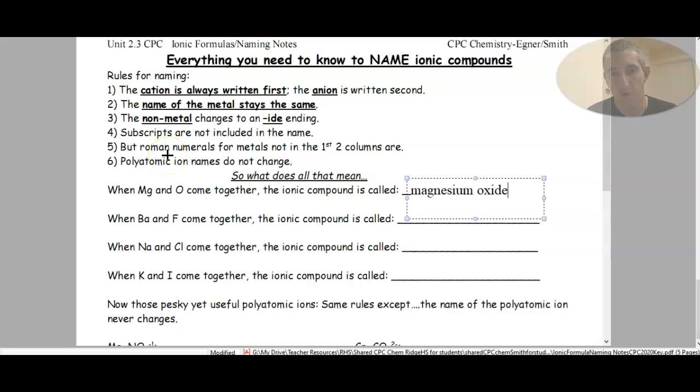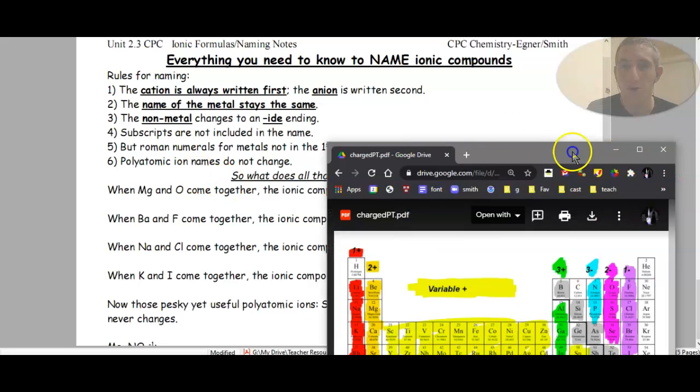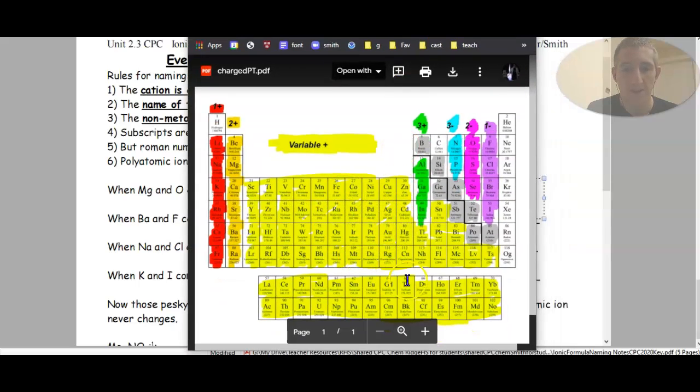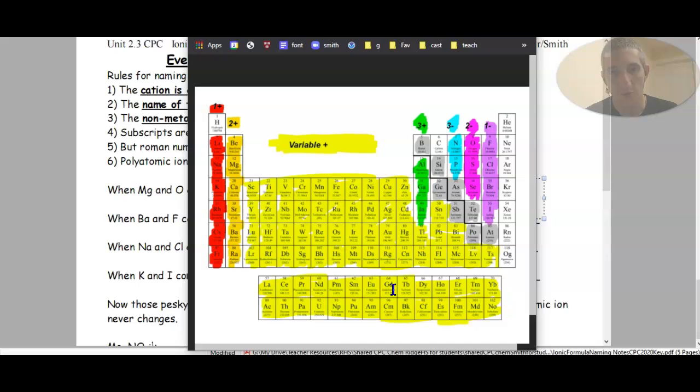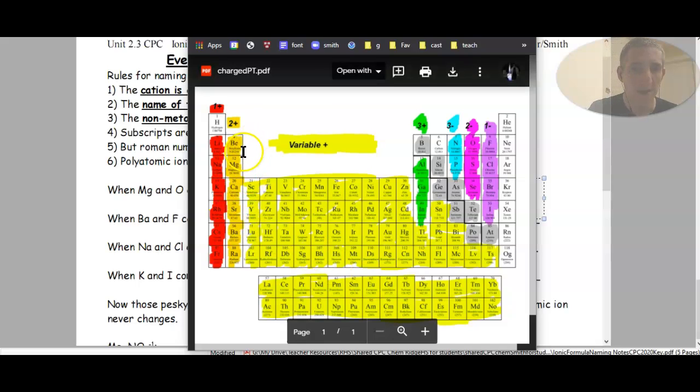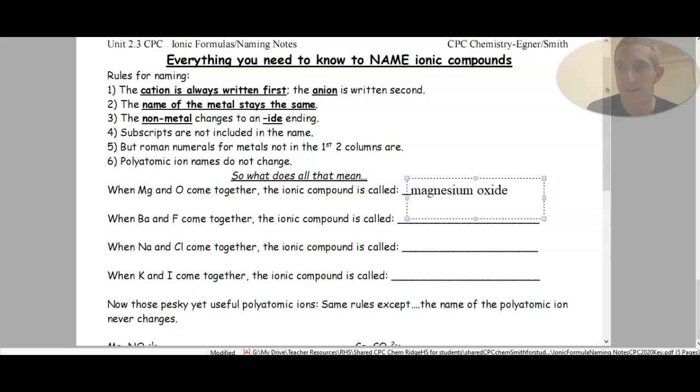Step 5, you do need Roman numerals if you're using all those yellow variable metal charges. All of these yellow ones need to have Roman numerals. But magnesium, being in the second column, is always 2+, so you don't need a Roman numeral to be told what the charge is, because the second column tells you. When a chemist says magnesium, we instantly know it's 2+. When a chemist says oxide, we instantly know it's 2-. So you don't need Roman numerals for those. Then step 6 is a polyatomic, and we'll get to that further down the sheets.